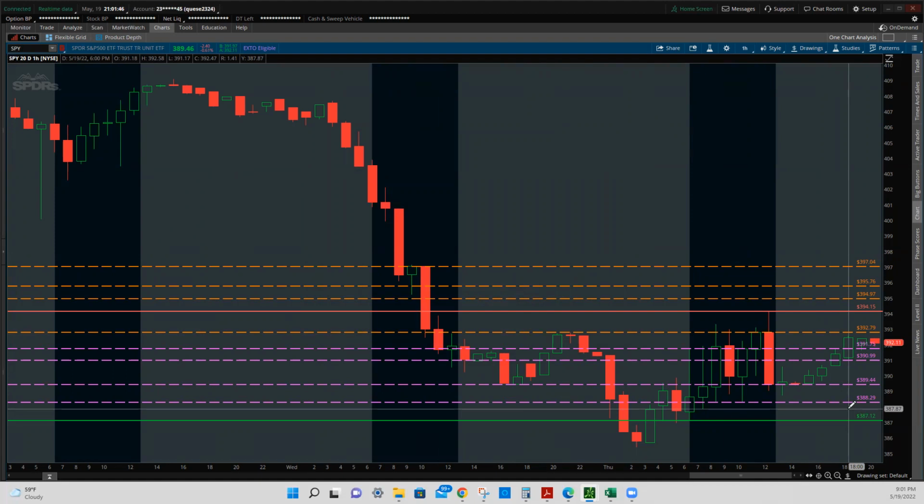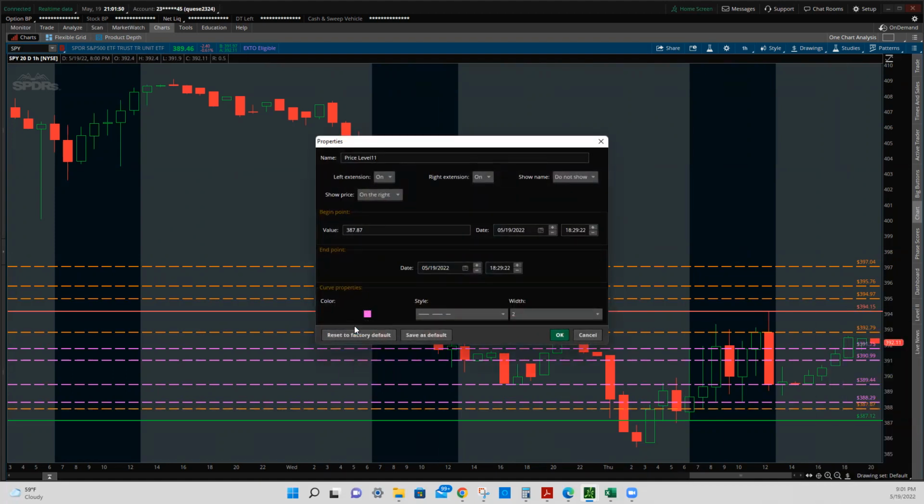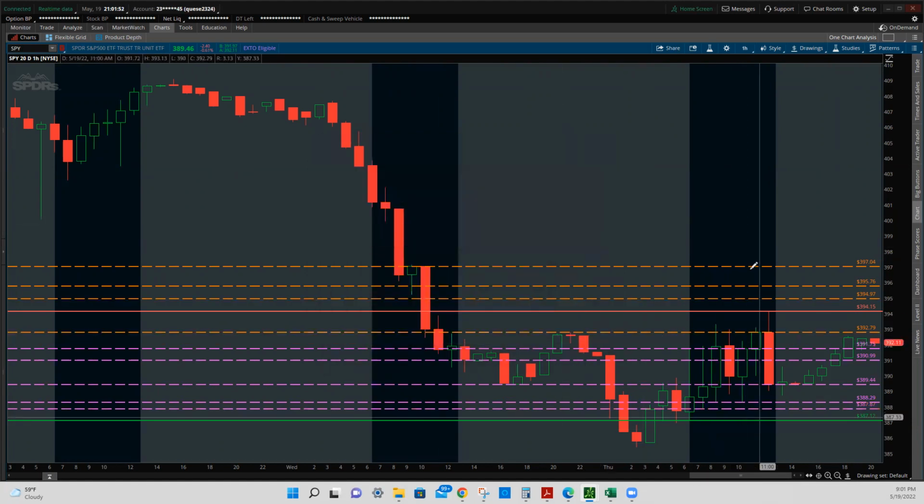387.87 could potentially be one as well. So we can just put that there. And remember, now how our chart doesn't quote unquote look as clean, but it's okay because we know that we drew levels that, you know, potentially we can see our support and resistance here. And I'm happy that I can show you this too right here.